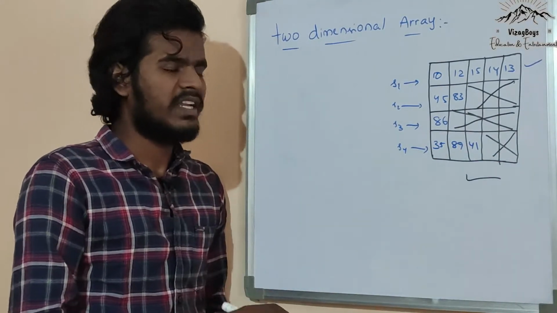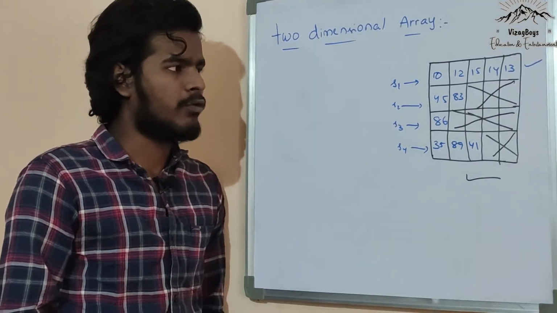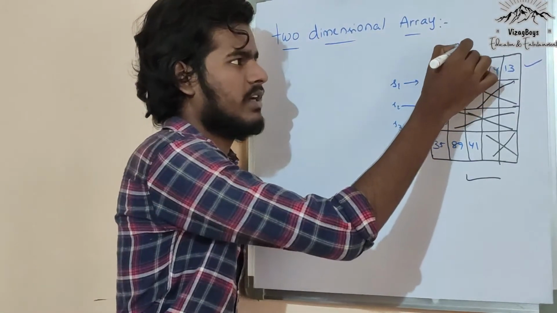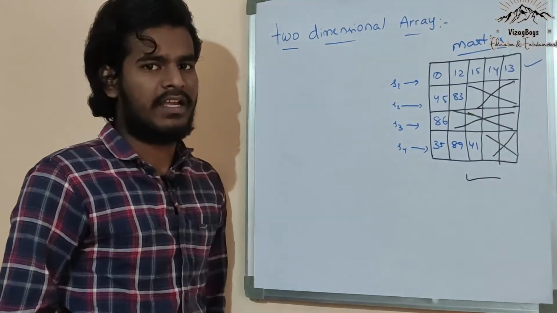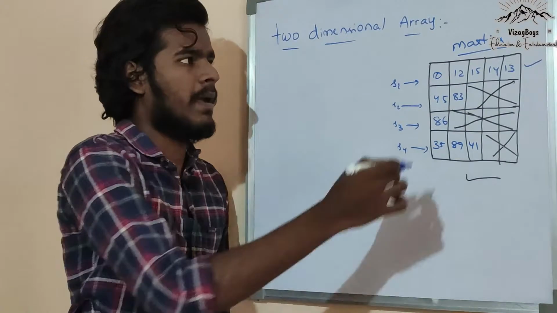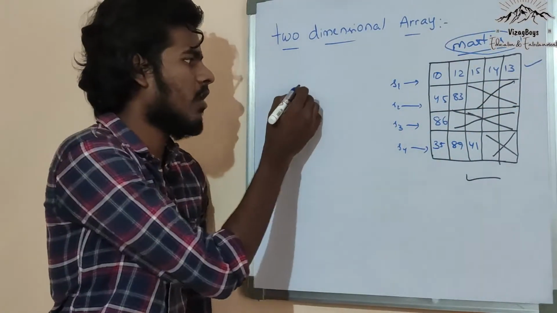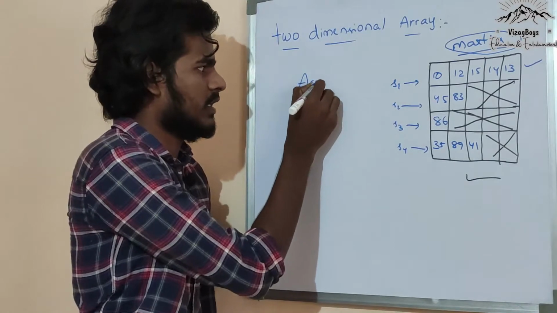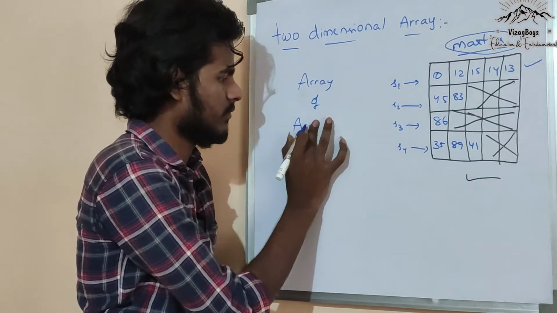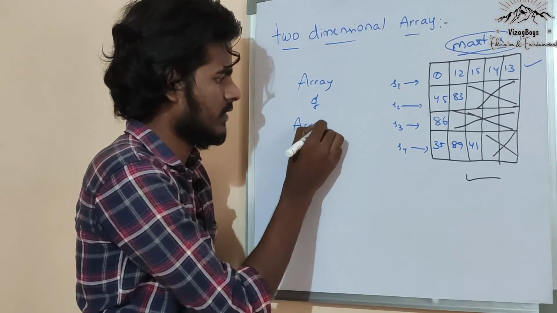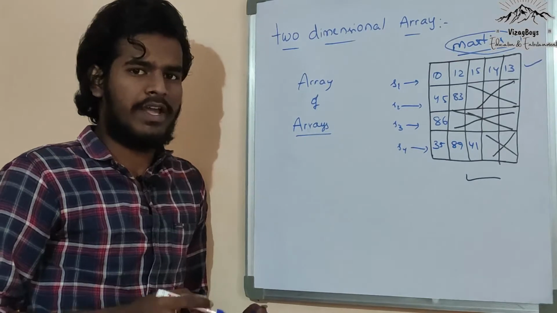So, in Java, a two-dimensional array is not implemented by using matrix style. Some people followed the array of arrays approach.